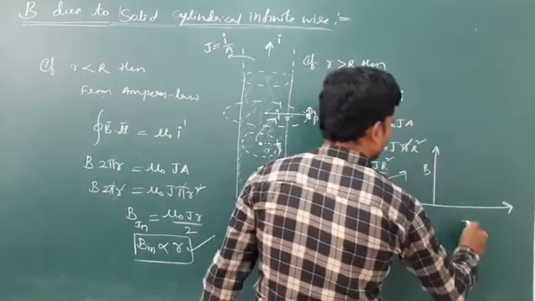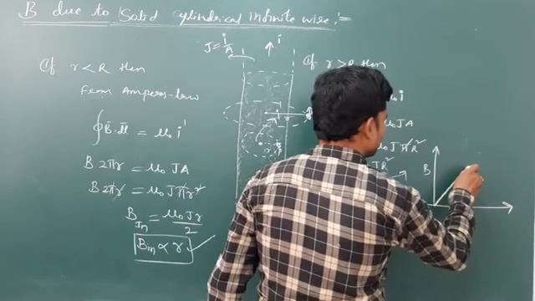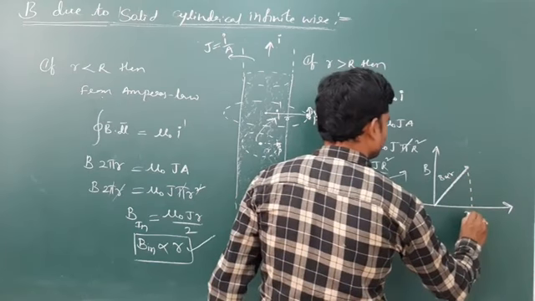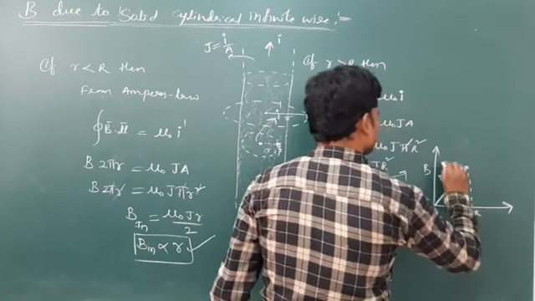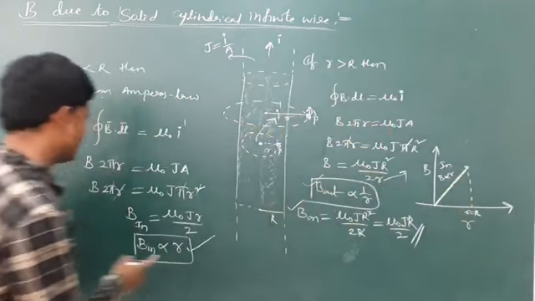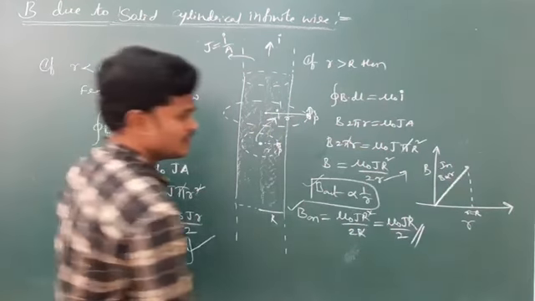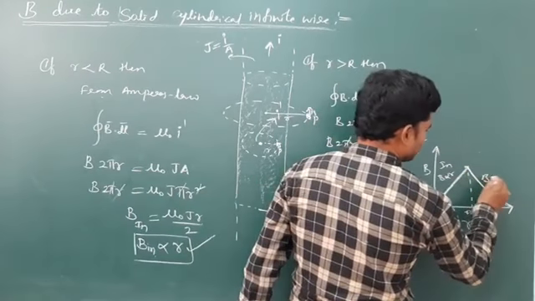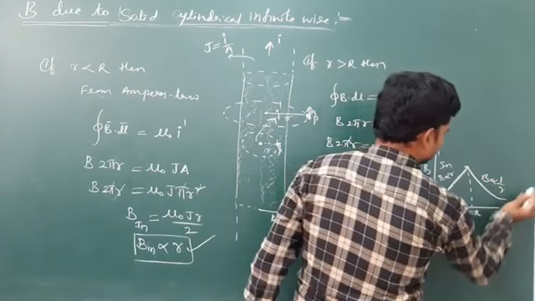So this is B versus distance. Inside, it is directly proportional: B is proportional to R. This is on the surface. Inside, B is proportional to R. On the surface it is constant. Outside, it again varies with respect to R.